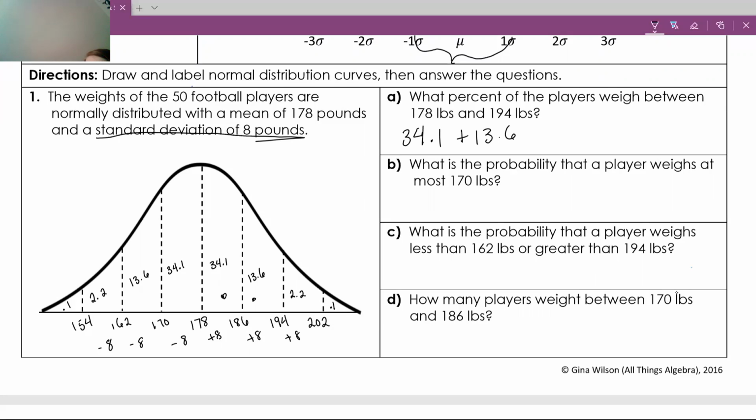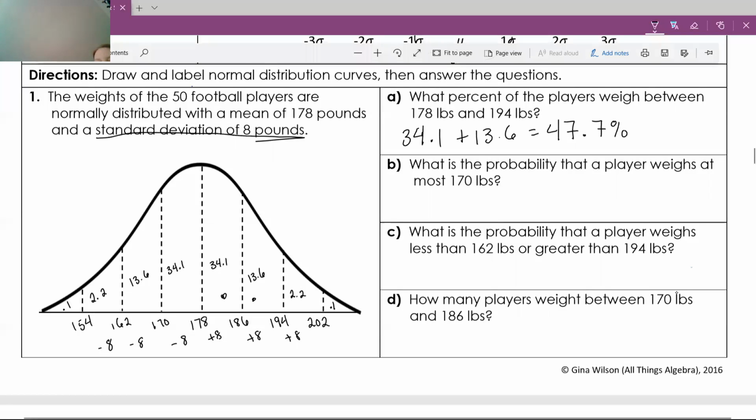34.1 plus 13.6 is 47.7. So 47.7% of the players weigh between 178 pounds and 194 pounds. Do the same thing for the next one.